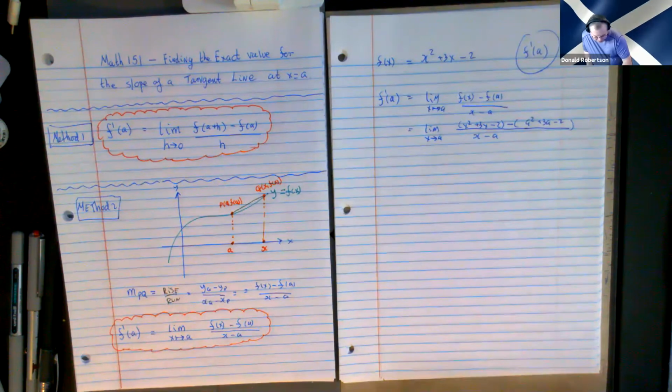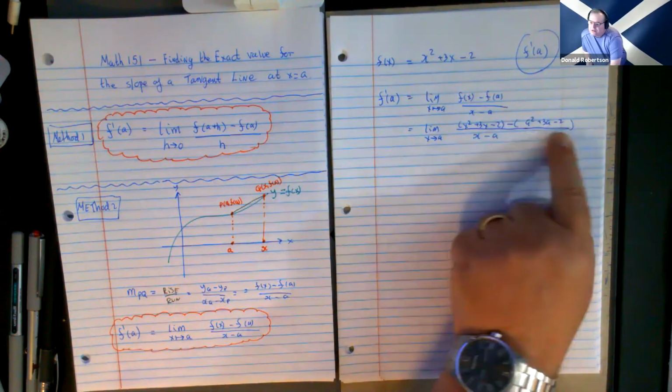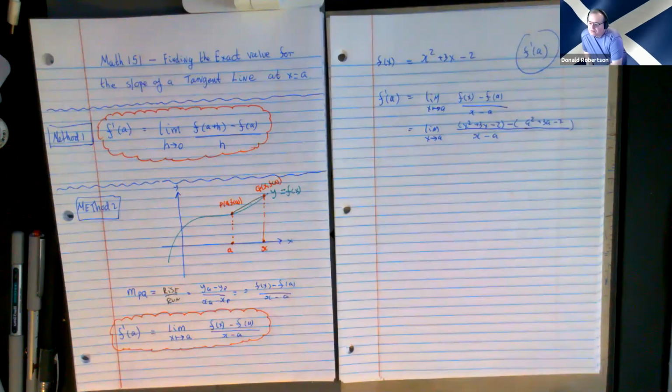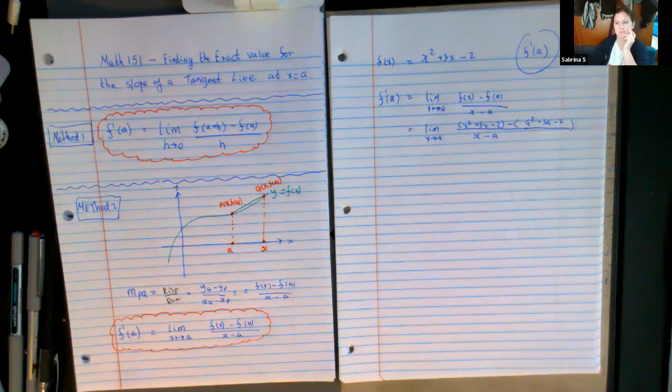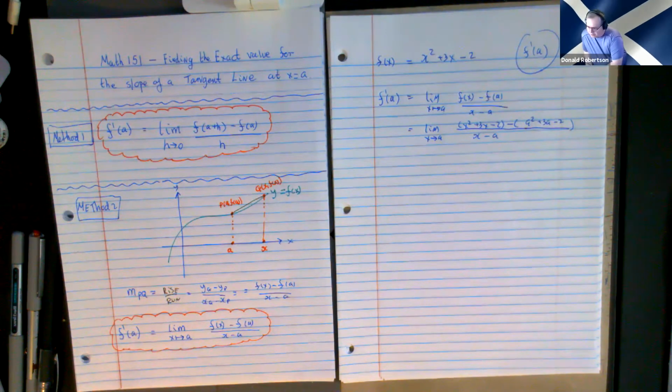Why am I putting brackets around all of this next to the minus? What's my reasoning behind that? You're going to have to distribute that minus later. Right, so it's just so I don't screw up, right? So sticking a bracket around it just helps, right? You're going to distribute, as Sabrina says.